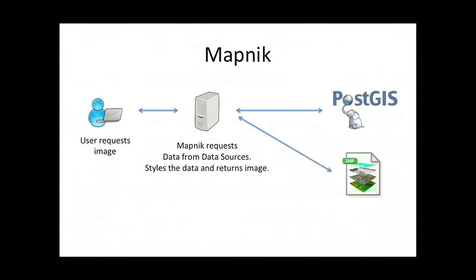And then what TileStache does is it says, okay, this person is asking for this tile. This is the geographic boundary of that tile. And then it sends that geographic information to the provider, and then the provider's job is to run the query or somehow provide that map. And that can be done in different ways.